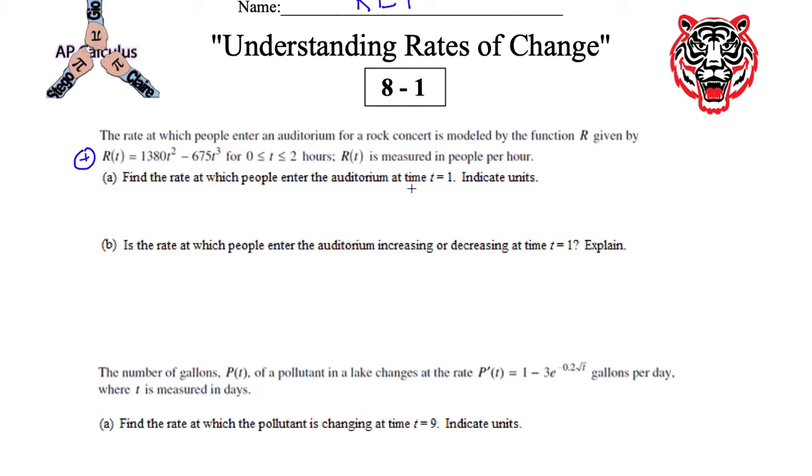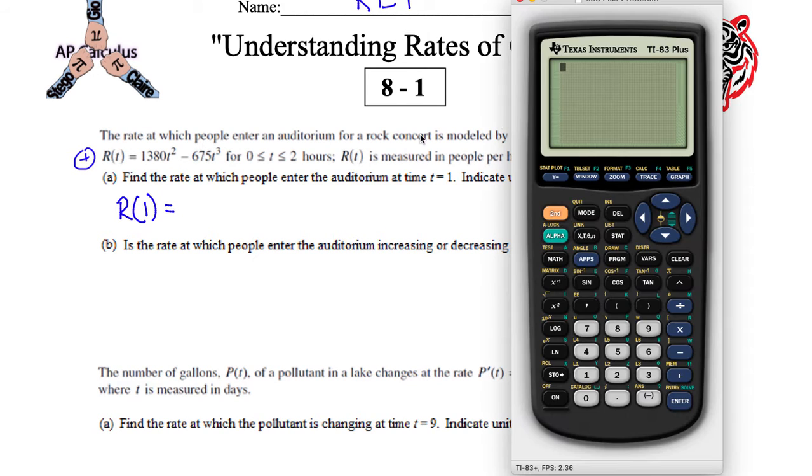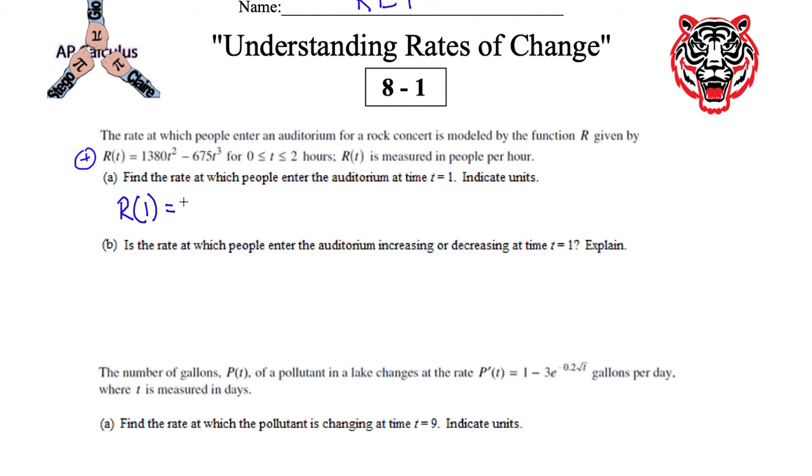Rate at which people enter the auditorium at t equals 1. So that's just going to be y1 of 1. You don't even hit math. So r of 1 is equal to, and I do var is right, enter, enter, y1 of 1 is equal to 705. So come back over here, this is 705, and indicate units. If it's a rate, then it's going to be people per hour. Oh, it even tells us, r of t is measured in people per hour, so that's really nice for us.